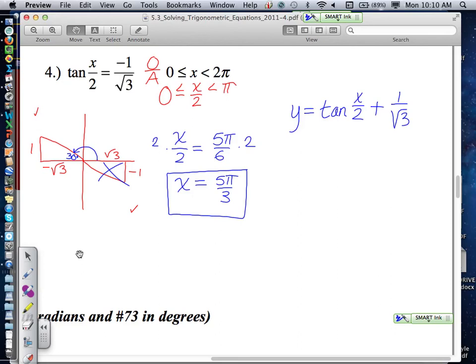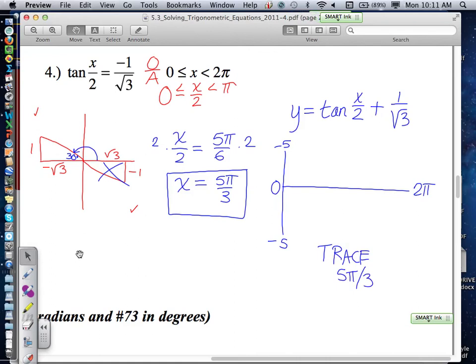And then set up your window. Let's make our window so that our x min is 0, our x max is 2 pi, and maybe we'll let our y values go from, say, -5 to 5. And if we've answered this problem correctly, the graph should only cross the x-axis at 5 pi over 3. So you ought to be able to hit the trace button, hit 5 pi over 3, and it should give you the point where the graph crosses the x-axis at 5 pi over 3.